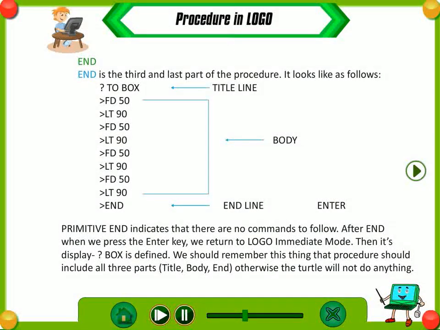The primitive END indicates that there are no commands to follow. After END, when we press the enter key, we return to Logo immediate mode. Then it displays "BOX is defined." We should remember that a procedure should include all three parts: title, body, end. Otherwise, the turtle will not do anything.